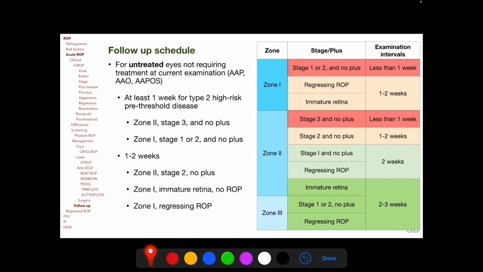The follow-up interval should be less than 1 week for type 2 high-risk pre-threshold disease, which is stage 1 or stage 2 disease without plus in zone 1 and stage 3 disease without plus in zone 2. The interval should be between 1 and 2 weeks for regressing ROP in zone 1 and immature retina in zone 1, and also for stage 2 and no plus disease in zone 2.